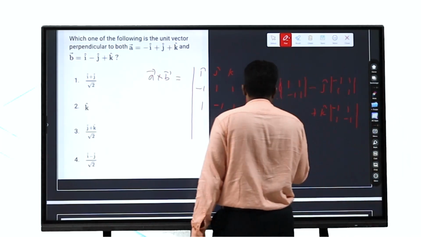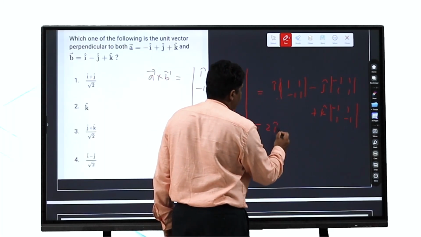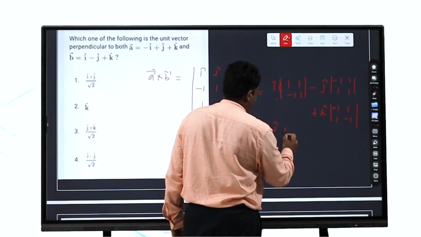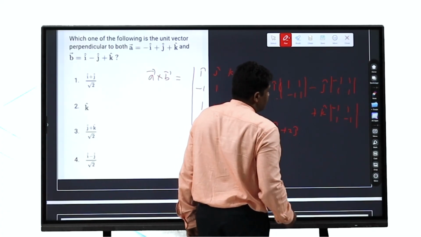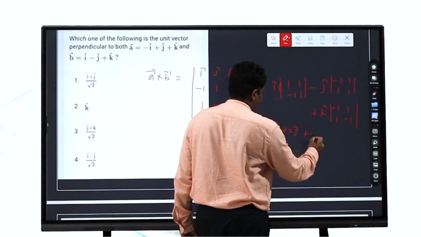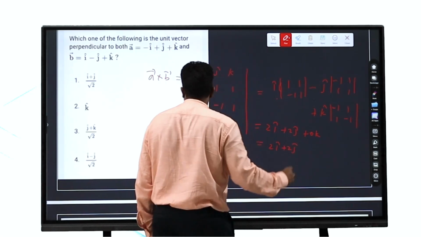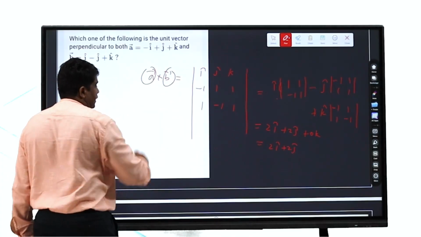This is equal to 1 minus of minus 1, that is 2i. Minus 1, minus 1, that is minus 2, so plus 2j. Minus 1 into minus 1, 1, 1 minus 1 is 0, then 0k. Then you will get 2i plus 2j, which is the vector perpendicular to both A and B.